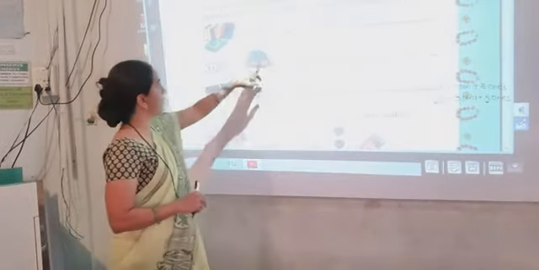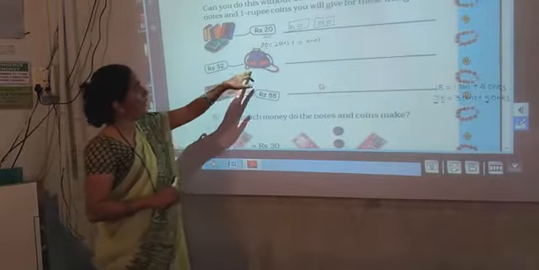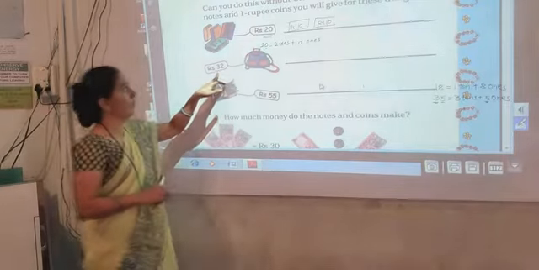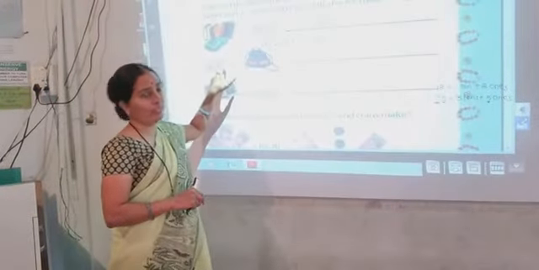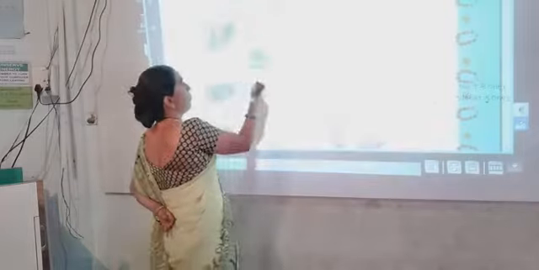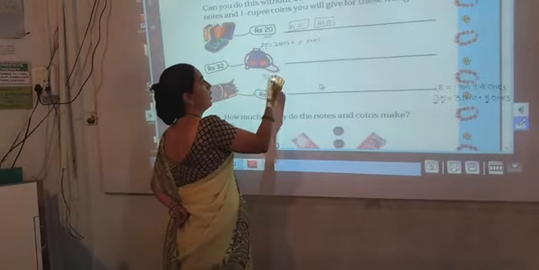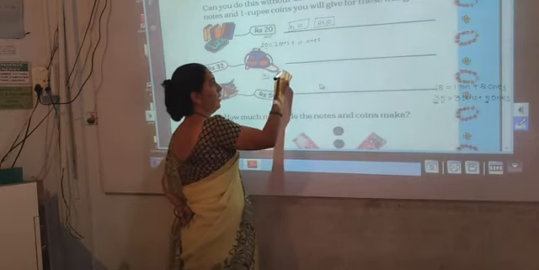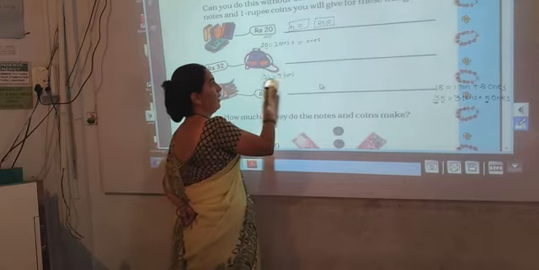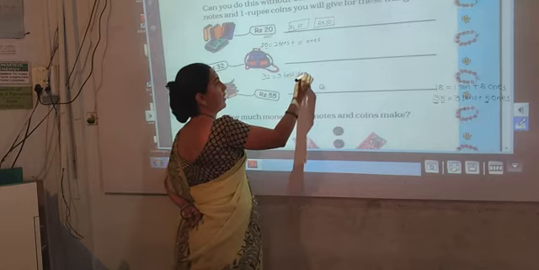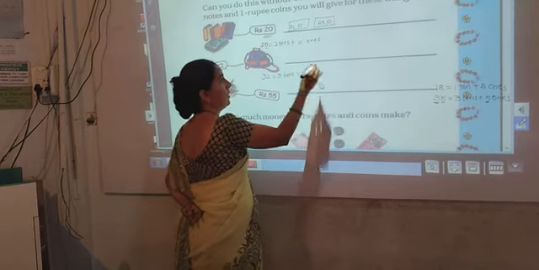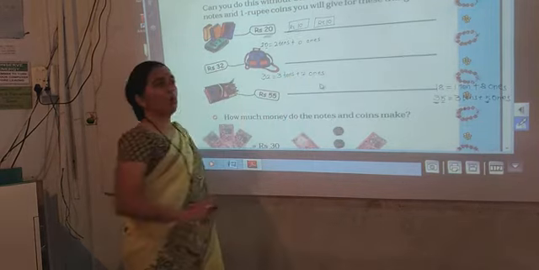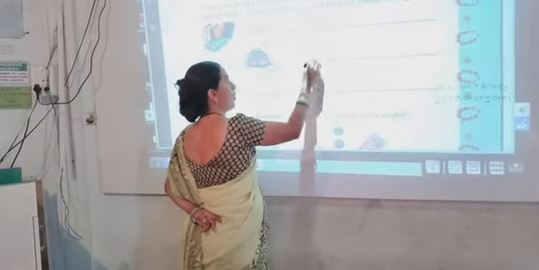What is the price of this bag? The bag price is rupees 32. So if we want to buy this bag, how many 10 rupees notes do we have to give? Now we will see. In rupees 32, how many tens are there? Yes, there are 3 tens. And how many ones are there? 2 ones. Yes? So, to make rupees 32, we have to give 3 notes of 10 rupees.